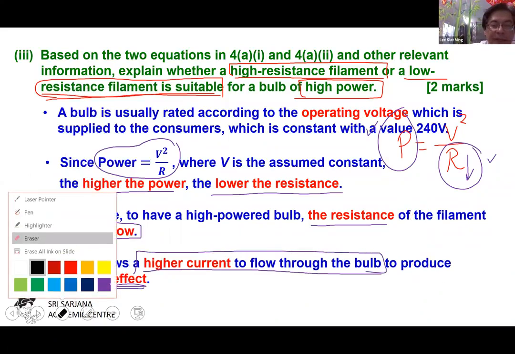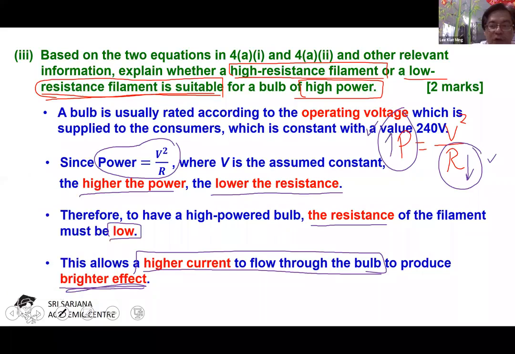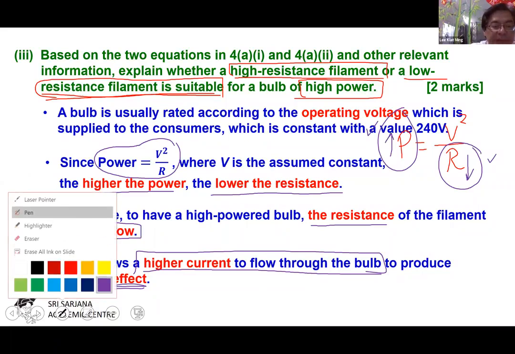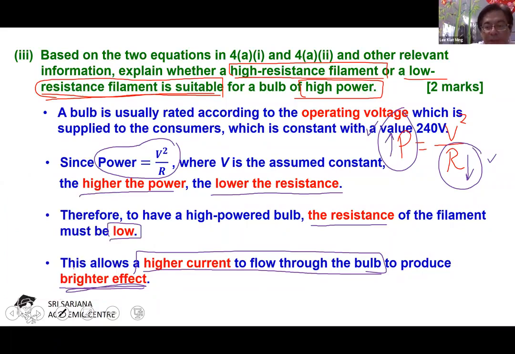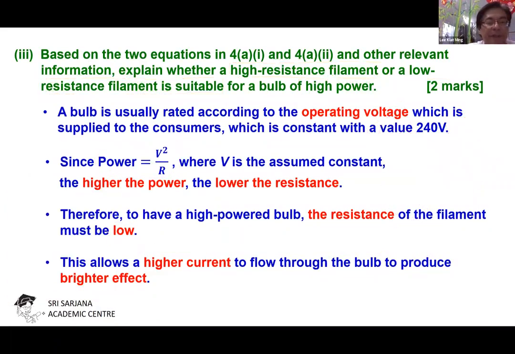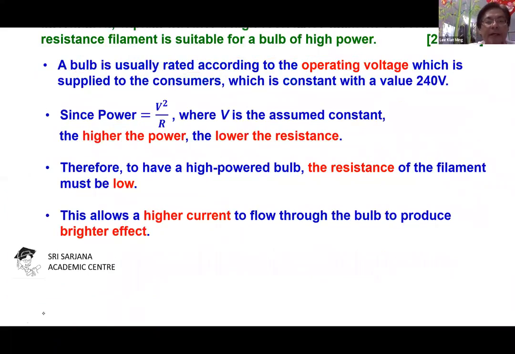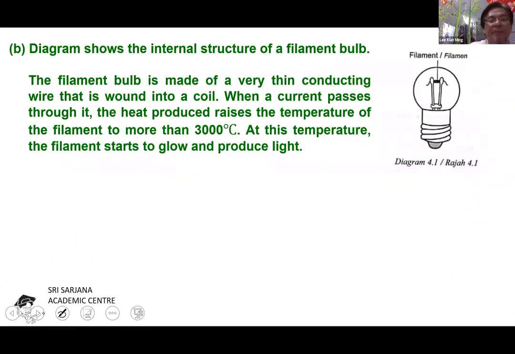So I'm going to write this high power here, and you observe resistance becomes low, right? So I'm going to write down here, when resistance becomes low, it will allow bigger current to flow through, so that the bulb becomes brighter. Clear? All right. And it's talking about the filament bulb.